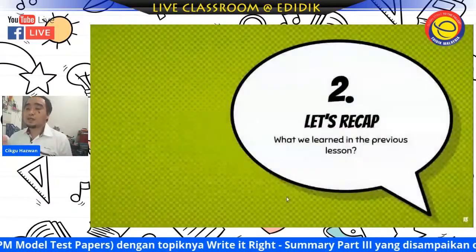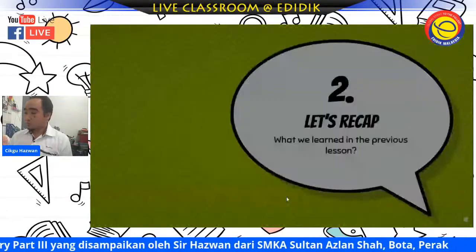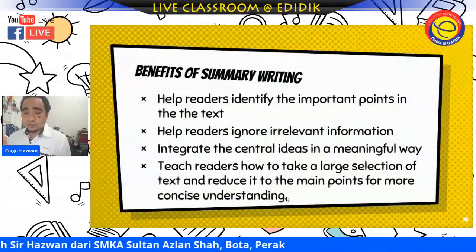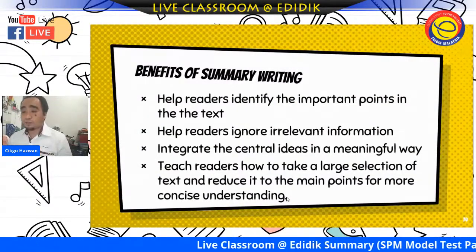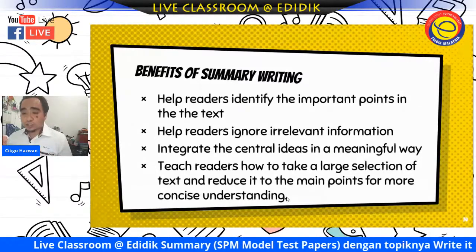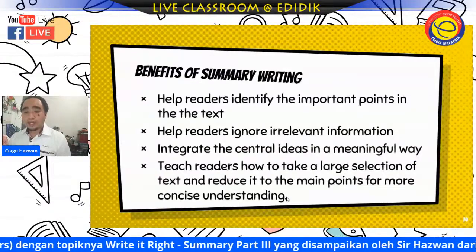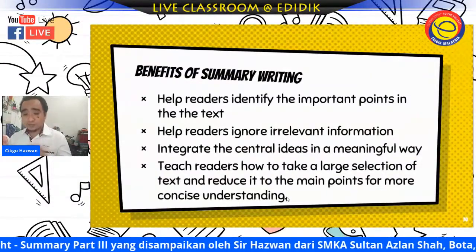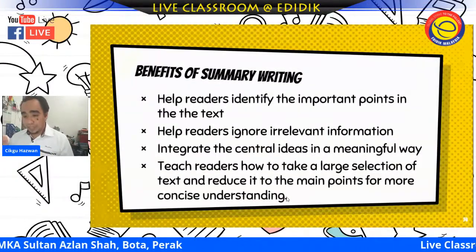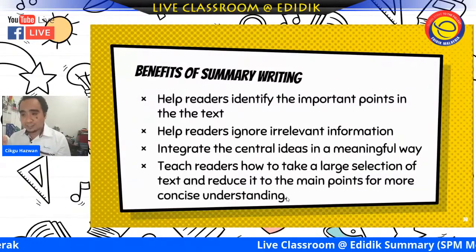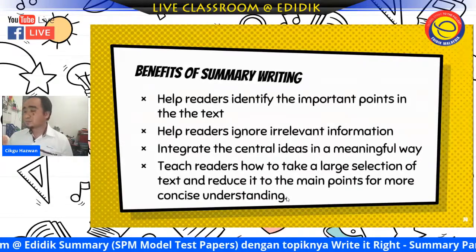Okay, so let's recap what we learned in the previous lesson. In the previous lesson, we learned that summary helps readers identify important points, helps readers ignore irrelevant information, integrate the central ideas in a meaningful way, and teaches readers how to take a large selection of text and reduce it to the main point for more concise understanding. So the idea is that once we summarize a longer text, we can understand the text better.